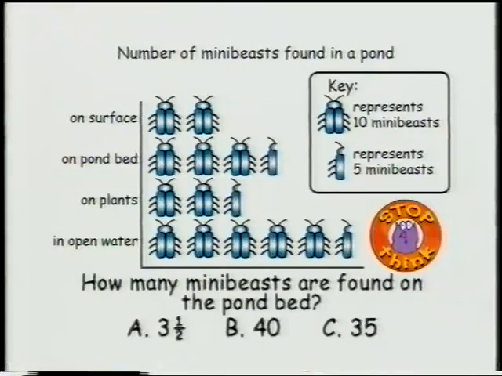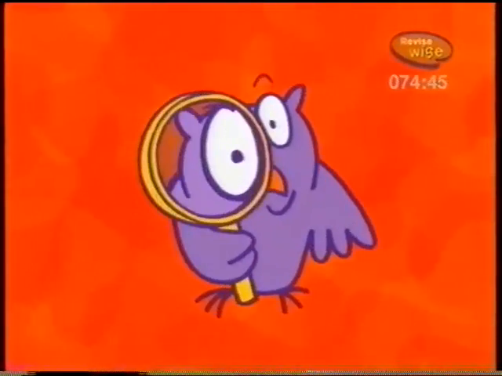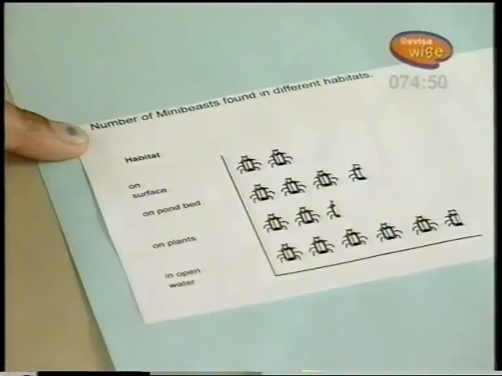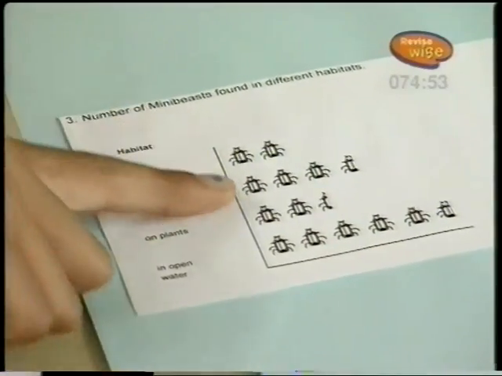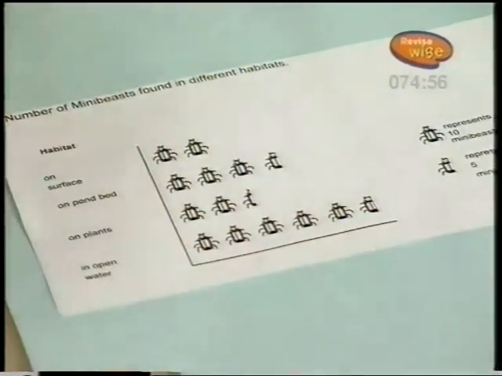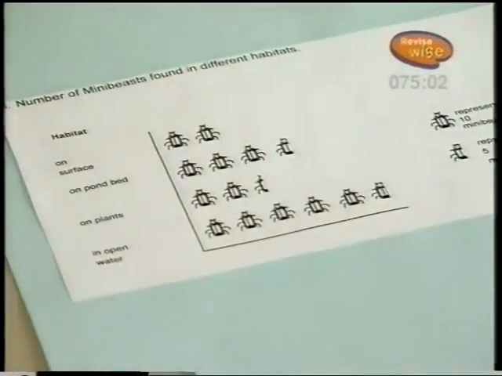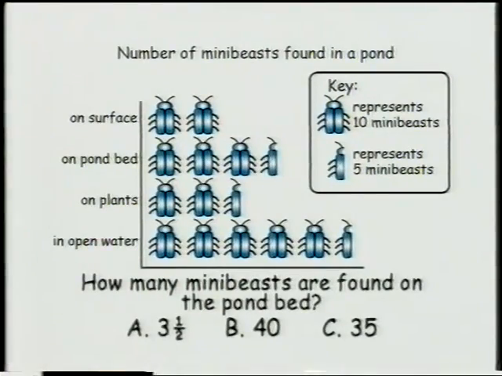Here are some clues from our maths team. In a graph or pictogram, make sure you read all of the parts: the title, the description of both axes, the key, and the contents. Look for the row that tells you about mini-beasts on the pond bed. Use the key to find out how many mini-beasts each picture represents. Back to our question. This pictogram shows the number of mini-beasts found in different habitats in a pond. How many mini-beasts are found on the pond bed?